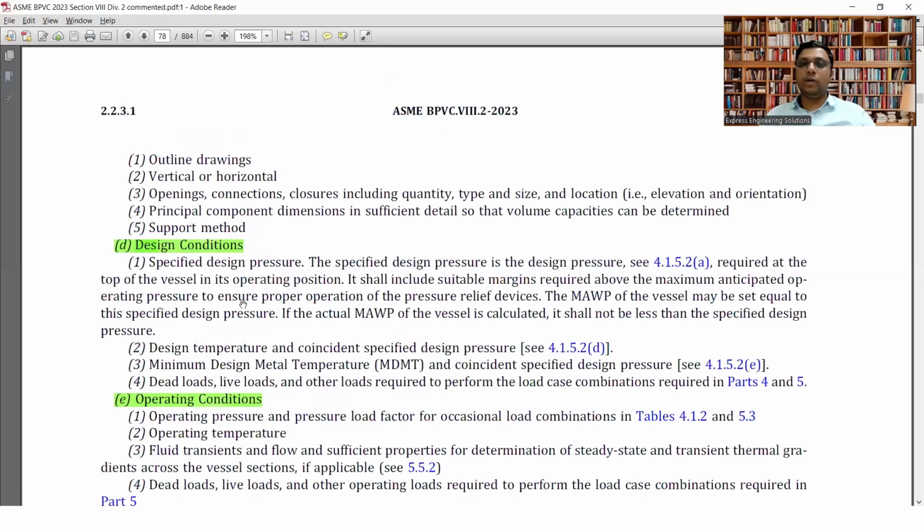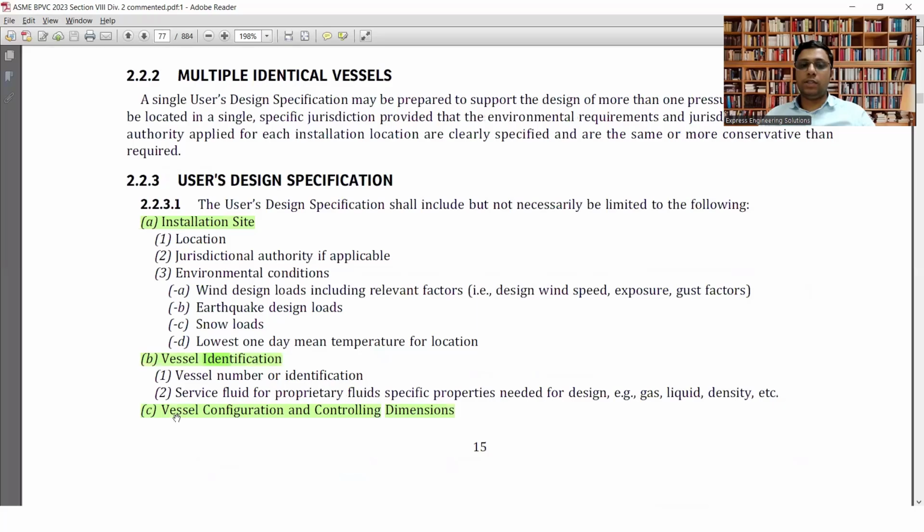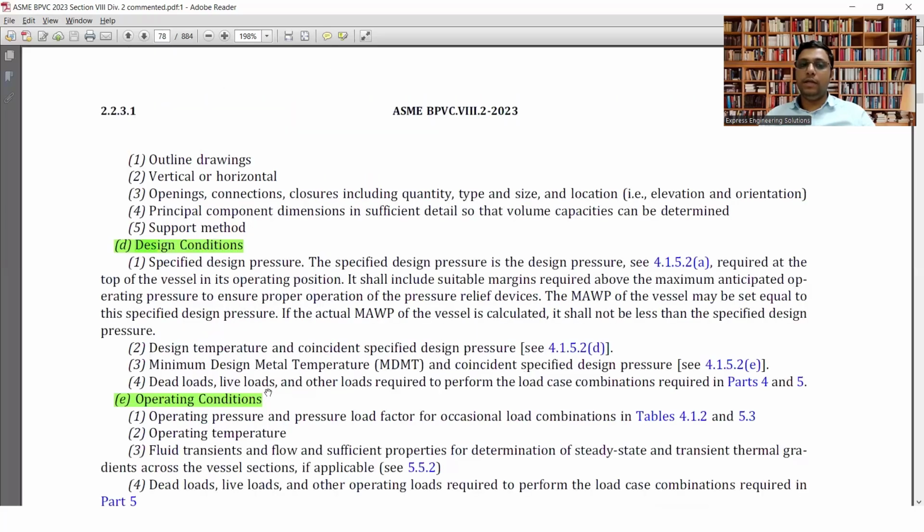So what are the outline drawings? If the customer is having some process design done, so accordingly they have designed the volume, diameter, pressure, nozzle sizes, openings, the type of supports. All these things should come under this clause, vessel configuration and controlling dimensions.